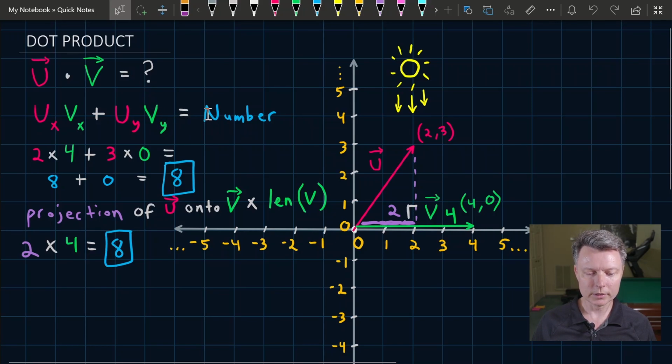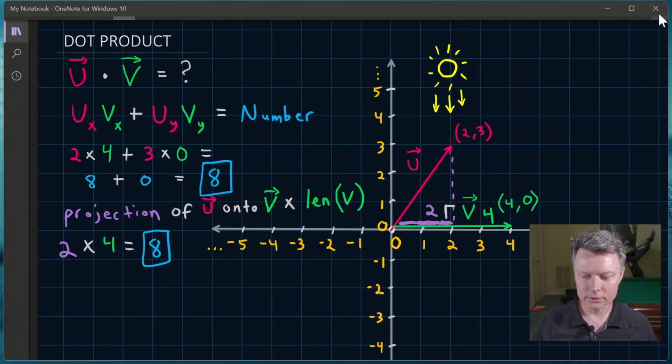So even though you start out with two vectors, they could have any number of components. You could be in 2D, which is x and y components, or you could be in 3D, which is x, y, and z components. But when you take a dot product of any two vectors, you always get back just a simple number, or a scalar. So now let's return to today's topic.